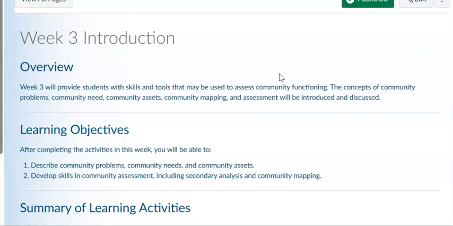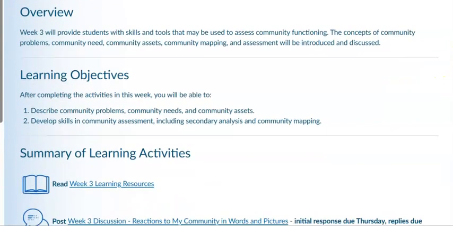So the overview of this week says that students will be provided with skills and tools that may be used to assess community functioning. The concepts of community problems, community need, community assets, community mapping, and assessment will be introduced and discussed. The 2 learning objectives for this week are as follows: to describe community problems, community needs, and community assets, and to develop skills in community assessment, including secondary analysis and community mapping.